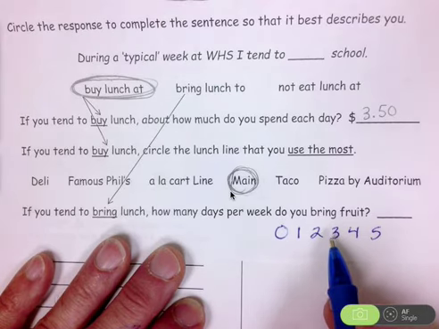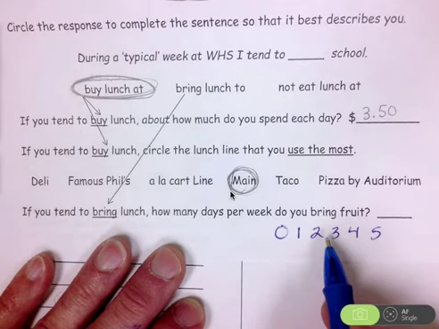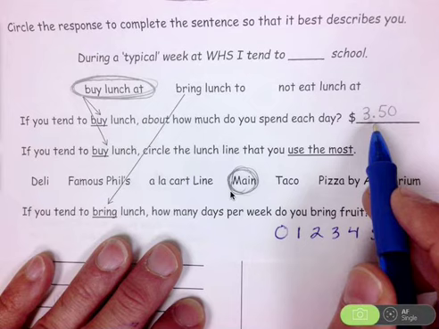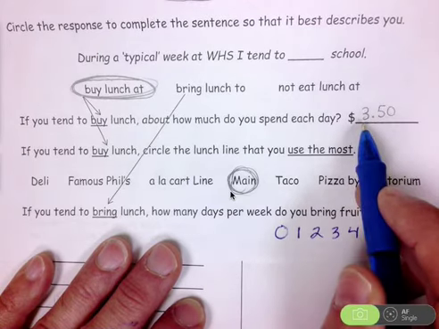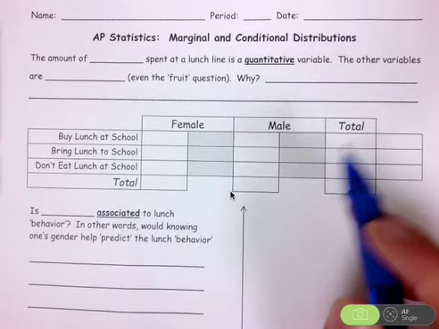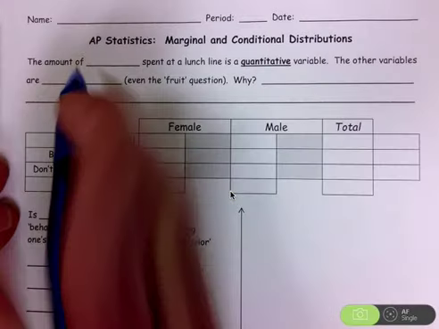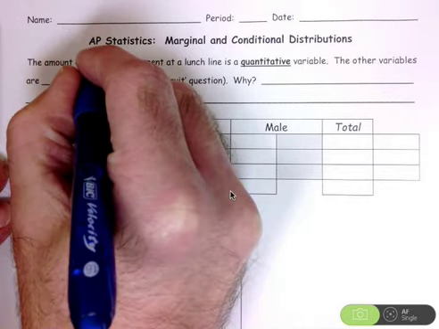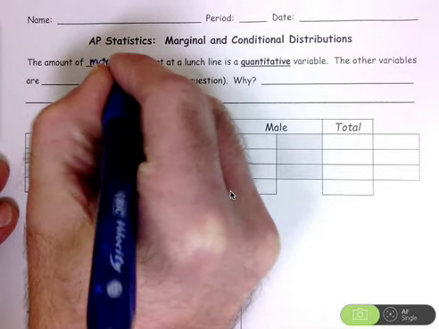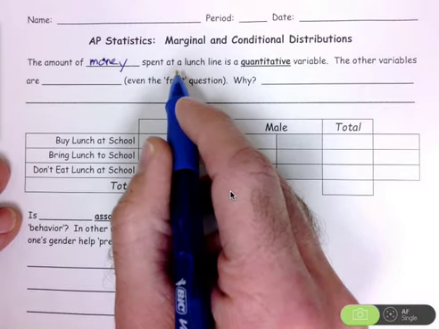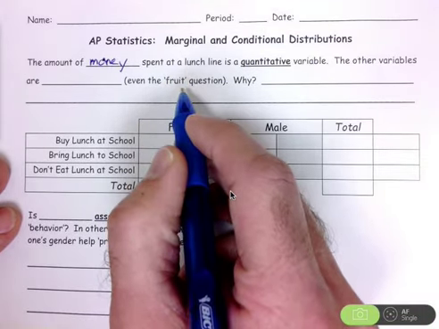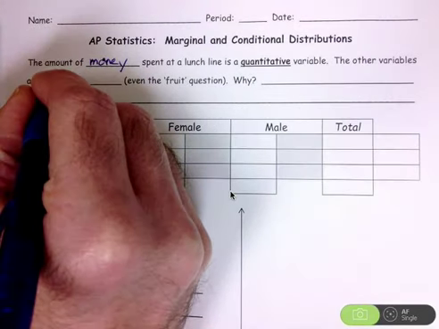So a categorical variable is a variable where we can assign a label to behavior. A quantitative variable is a variable where we are describing that behavior by using a numeric quantity, in this case, for instance, a price. So going back to the handout, the amount of money spent at lunch, the amount of money spent at a lunch line, that's a quantitative variable. But the other variables here, even the fruit question, we can think about as categorical variables.